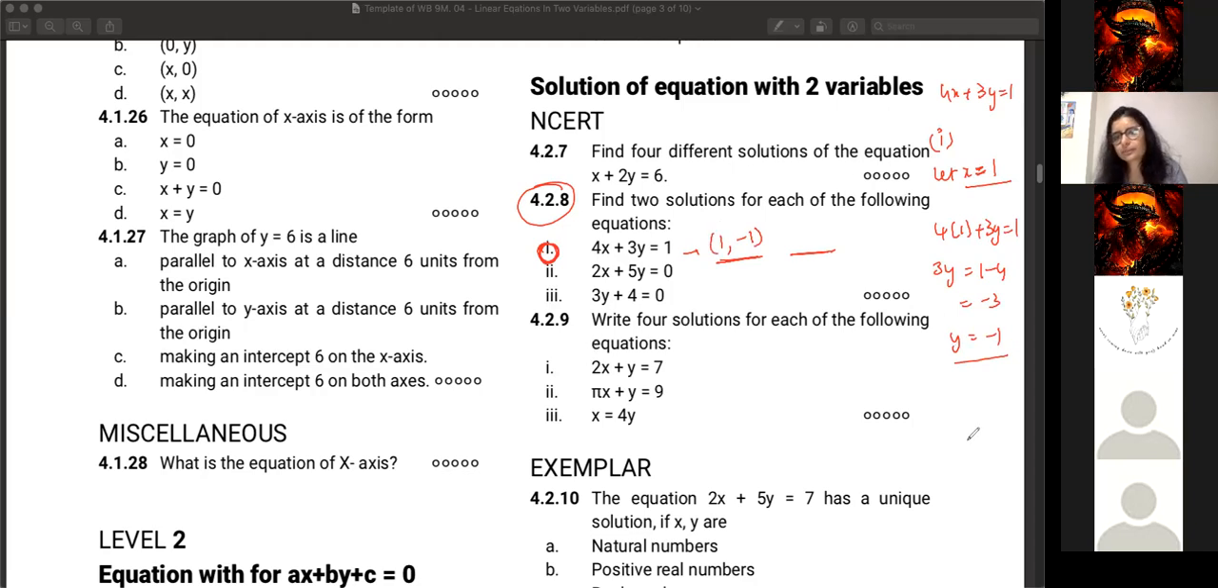Similarly, or solutions find out karne ke liye, fix different values of x. So let x equal to 2, or you can take x equal to minus 1, or you can take x equal to 0. So that way, assume different values of x, or uske hisab se find the value of y that you get from the equation itself.